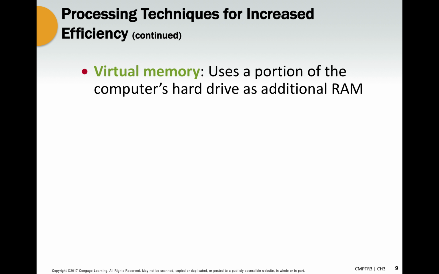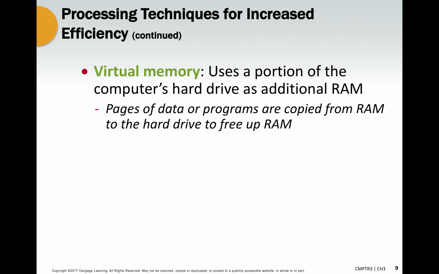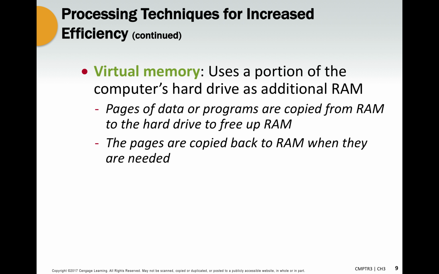Your virtual memory uses a portion of your computer's hard drive as additional RAM. So pages of data or programs are copied from RAM to the hard drive to free up RAM space, and then the pages are copied back to the RAM when they are needed. This is kind of like a storage facility. We'll move things to one part of our computer, and then it'll move them back when you actually need them.